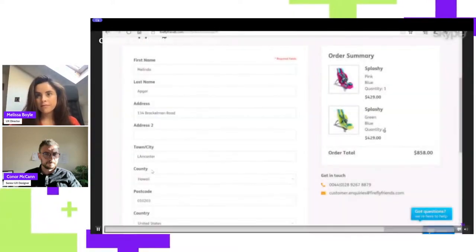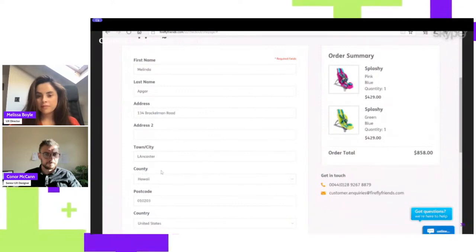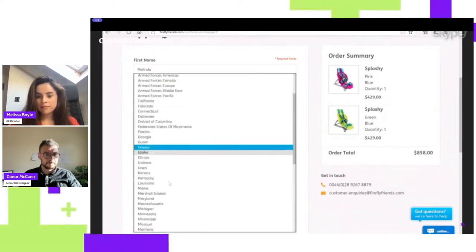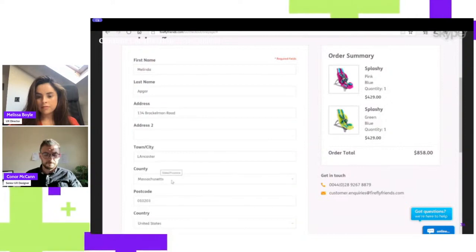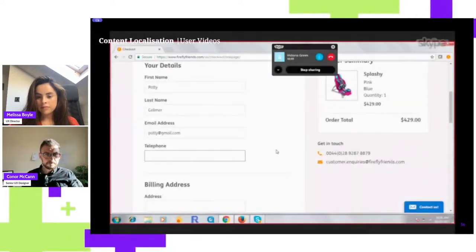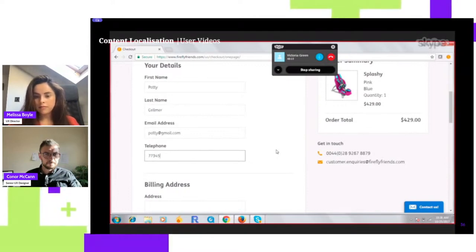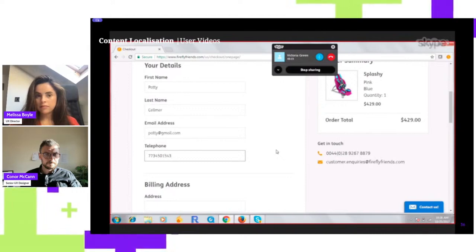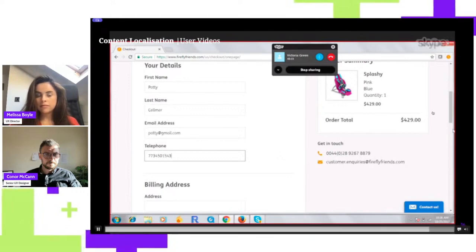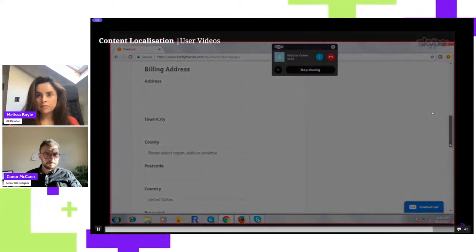It says county. It should be state, so town or city. I don't know if this is a UK thing, because we have states here. I would choose Massachusetts, but that would be my state, not my county. Again, with telephone, normally for a US company I would just put the area code and then the seven-digit number. Would I need the country code? Will they figure that out once I put in my country billing address?